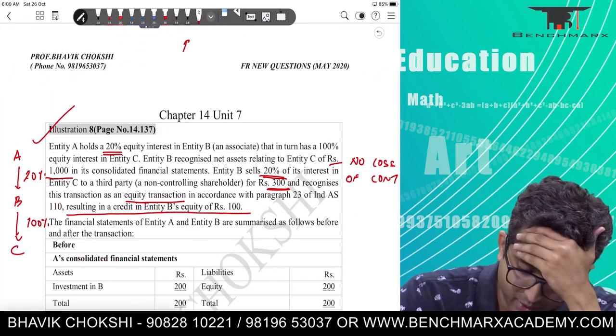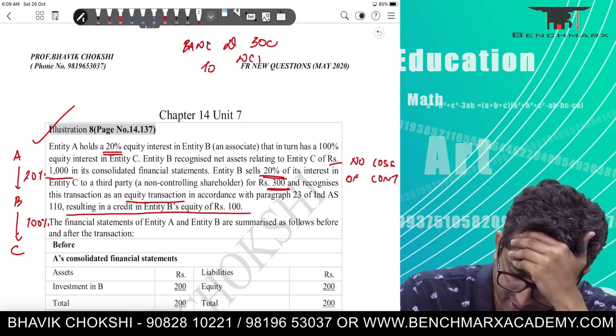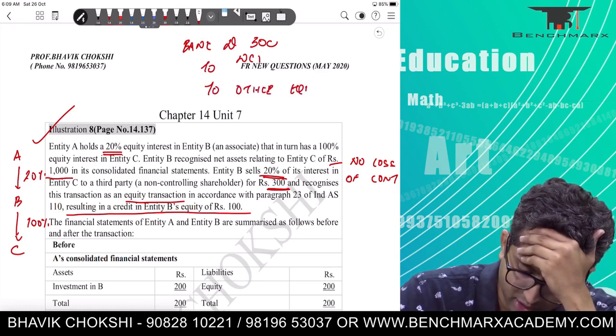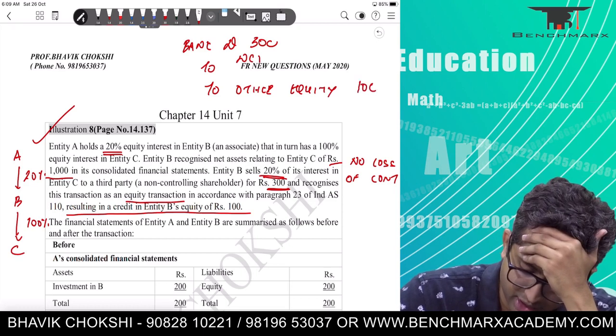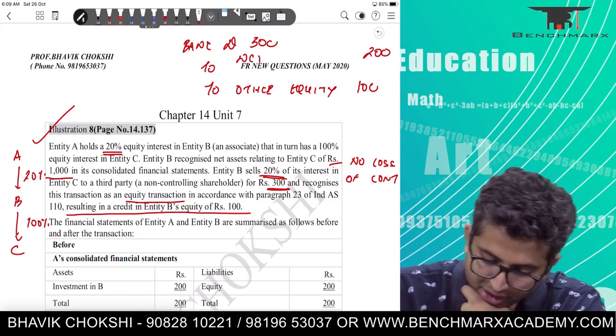So maybe we would have passed the entry: bank account debit. We would have received 300 from the NCI. You would have credited the NCI and other equity. The question directly tells you that the other equity item is 100, which means the NCI must be created at 200. The financial statements of A and B are summarized below.